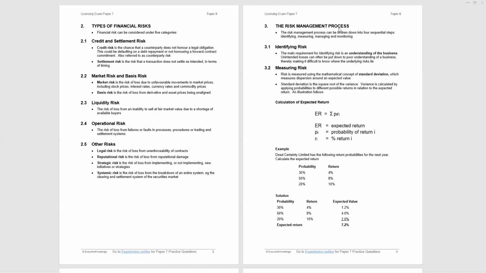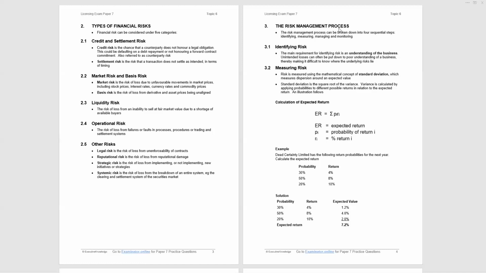Now, identifying risk in a business is all about understanding the business. And we've seen examples of management not understanding the business and losing big time as a result. The Barings case, which we will cover towards the end of topic 6, is a classic example where the senior management of the business in 1995 just did not understand the world of futures trading.